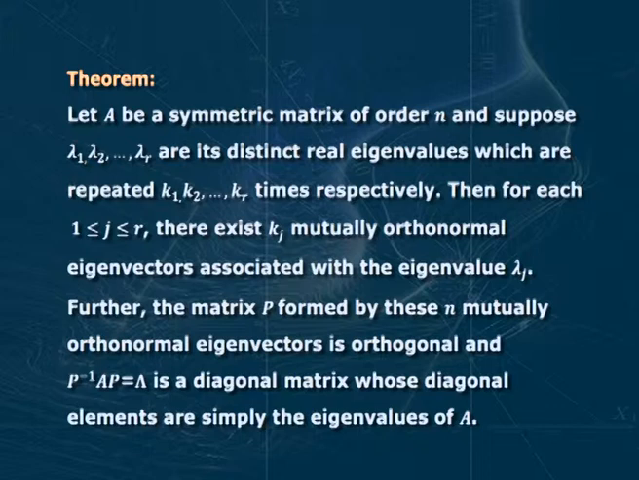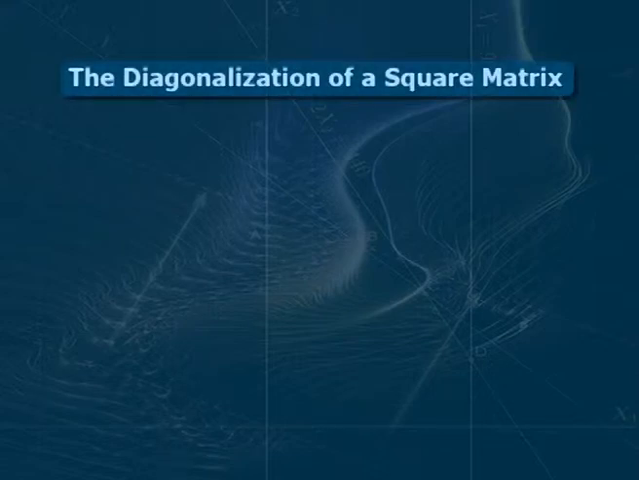Further, the matrix P formed by these n mutually orthonormal eigenvectors is orthogonal, and P inverse AP equal to lambda is a diagonal matrix whose diagonal elements are simply the eigenvalues of A. In the above theorem, since P inverse AP produces a diagonal matrix, we often say that P diagonalizes the symmetric matrix A. As diagonal matrices are easy to deal with in many scenarios, the last theorem leads us to the topic of matrix diagonalization. The diagonalization of a square matrix.